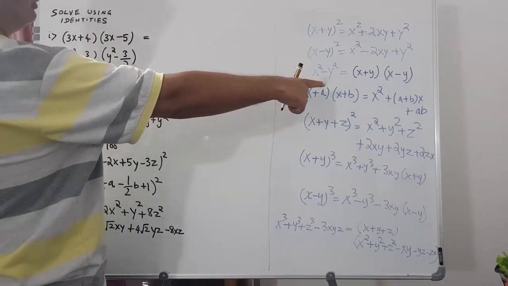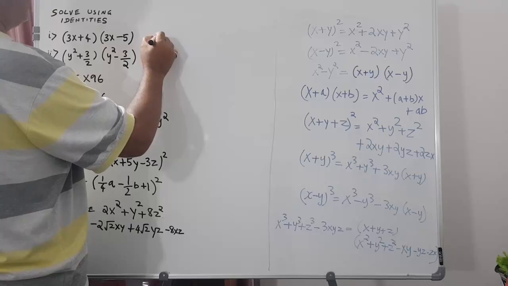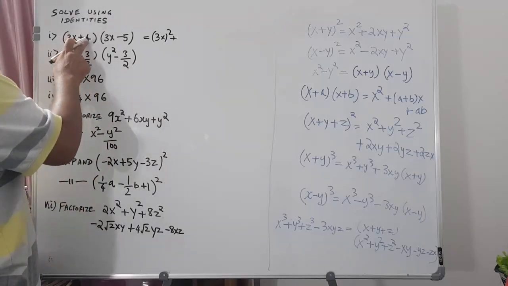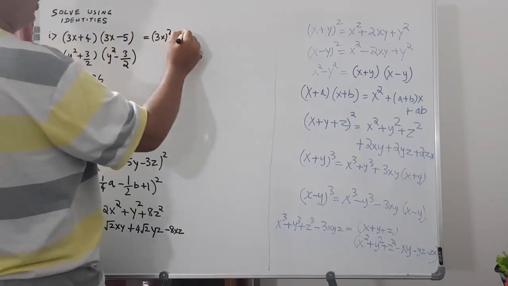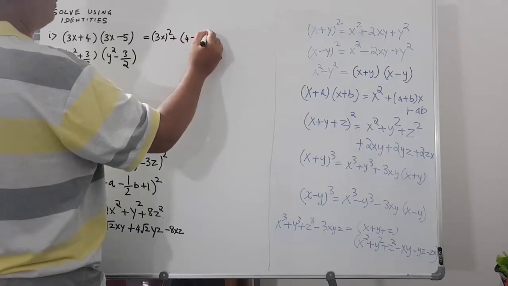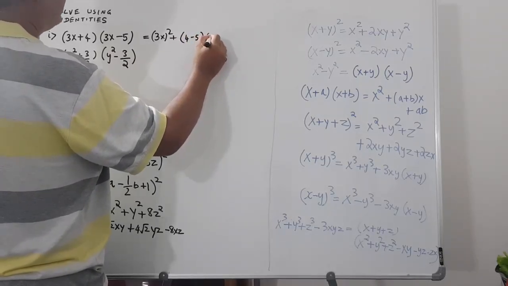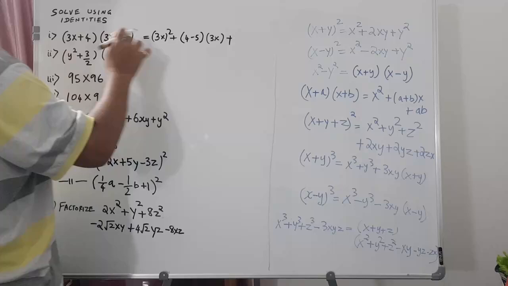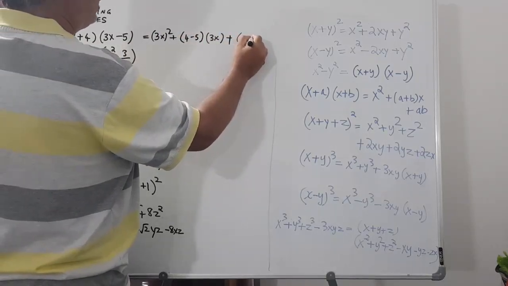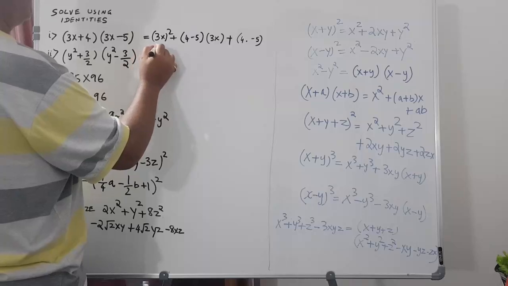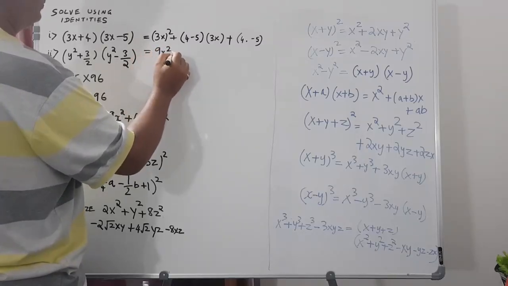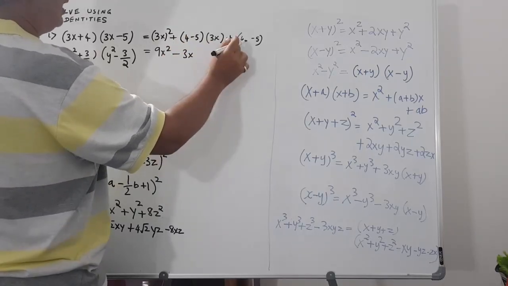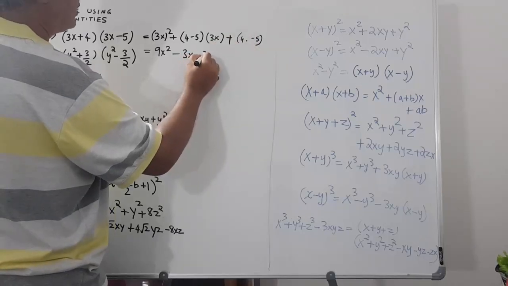So using this identity, in the place of x you have 3x, so you get (3x) whole squared plus (a + b) into x. In the place of a we have 4, in the place of b we have minus 5, so 4 plus minus 5, 4 minus 5, into x, which is again 3x, plus finally ab, so 4 into minus 5. So we'll get 9x squared, and 4 minus 5 is minus 1, so minus 3x, and 4 5s are 20, but the minus sign is there, so minus 20.